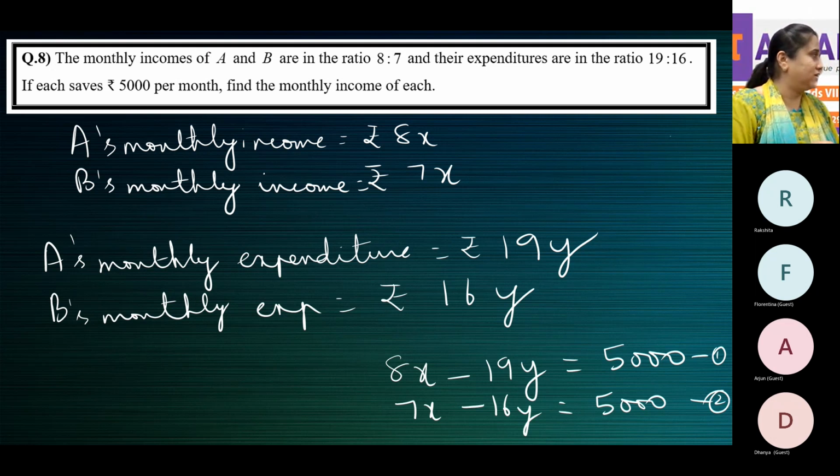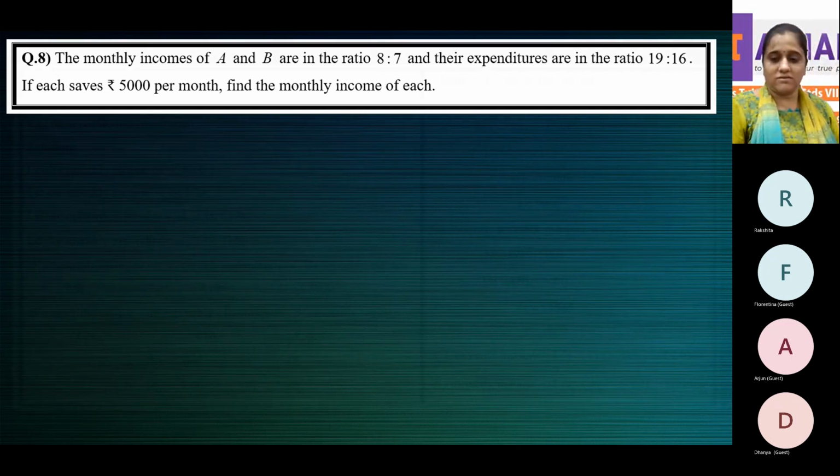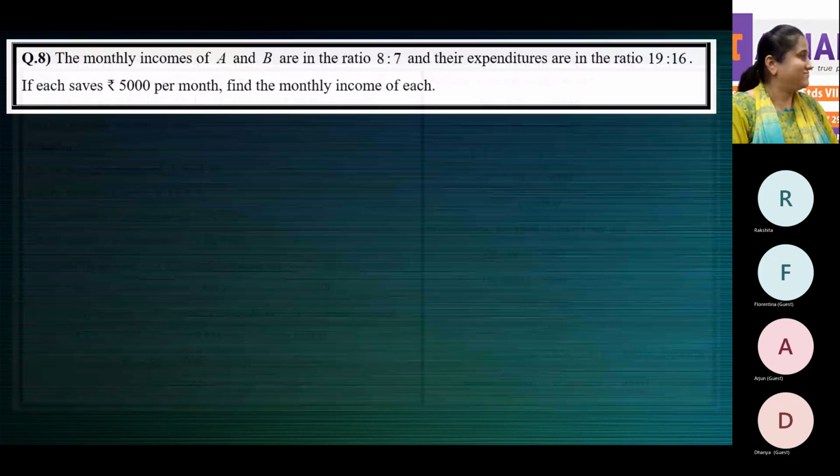You have found x and y. But you should find the monthly income of each. So you should find 8x and 7x. Tell me what is 8x and 7x? 24,000? Yeah. Very good.